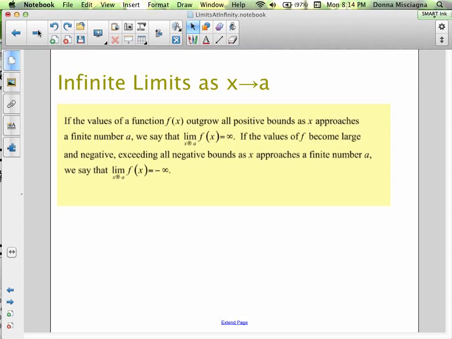Right? So here, when we say that f of x is approaching infinity or negative infinity for our limits, that means we're not approaching anything. We're just getting larger and larger and larger, or smaller and smaller and smaller.